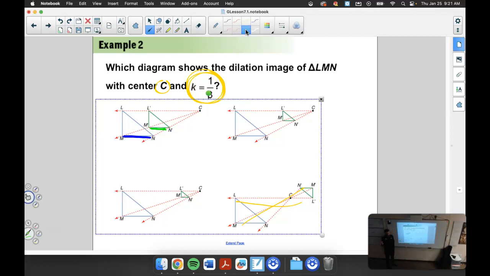Is everybody okay with that? It should be 1/3 of the size. Or you can measure the distance from C to one of these points and then C to the original and make sure that's 1/3 of the distance. So we're comparing the blue lines to the green lines, and they should always be, in this case, 1/3 of the size. Okay? If you guys were to guess, which one would you say is the answer? So A, B, or C? Okay? We're saying C. So that's what I heard.